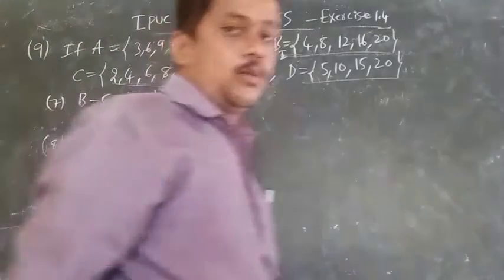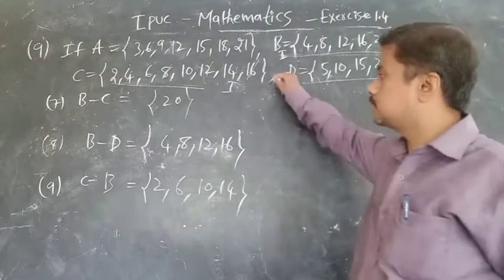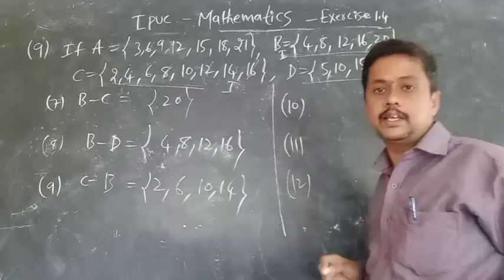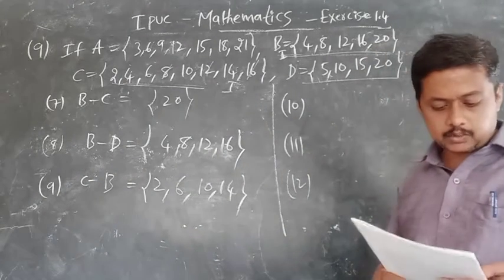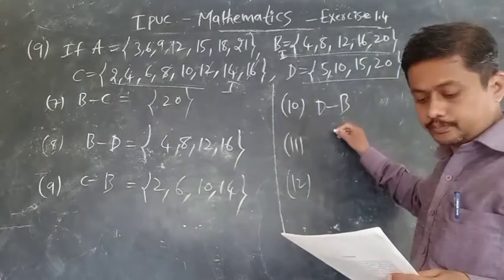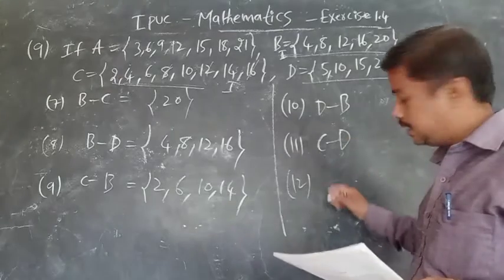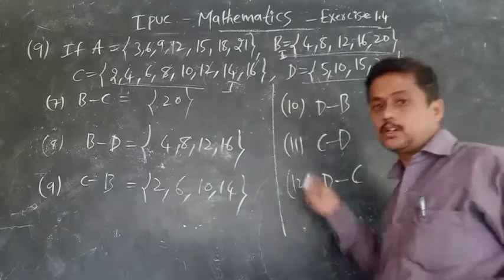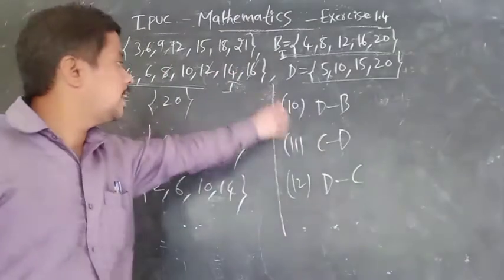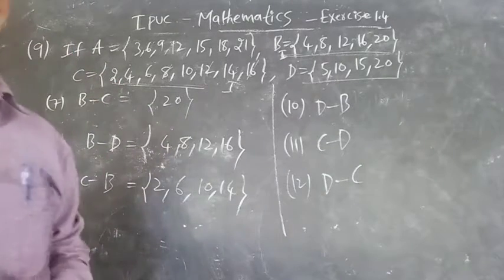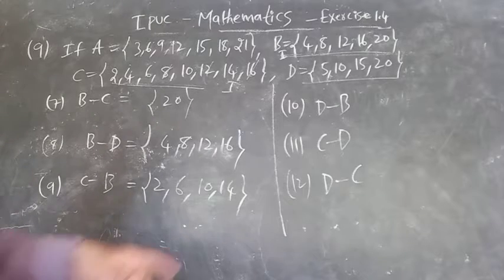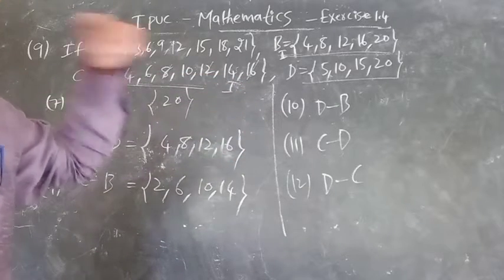I will give homework for you, 3 questions, same as this one. Questions 10, 11, 12. You have to do and upload. The questions are D minus B, C minus D, D minus C. Consider the same sets and do these homeworks. Okay, my dear students, homework part. Next we will move to the next question. Write down that homework: D minus B, C minus D, D minus C.